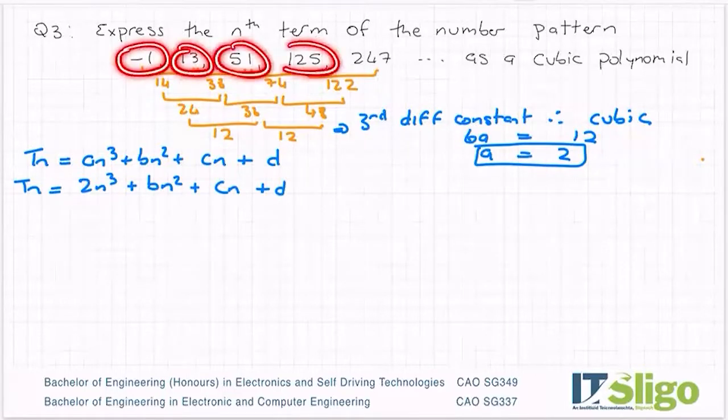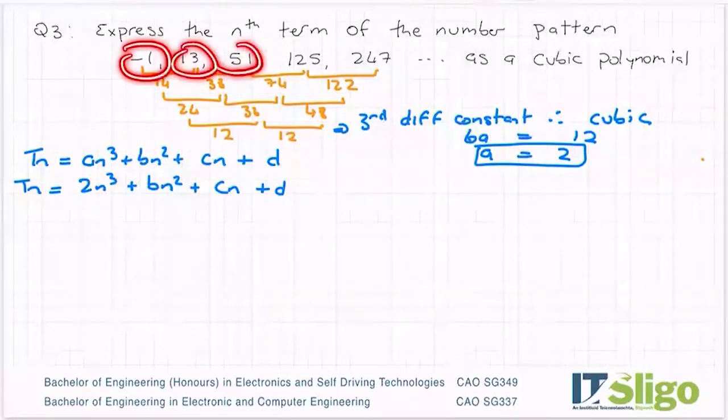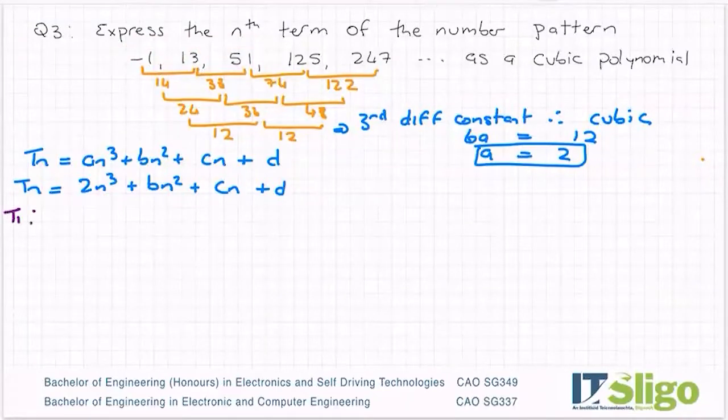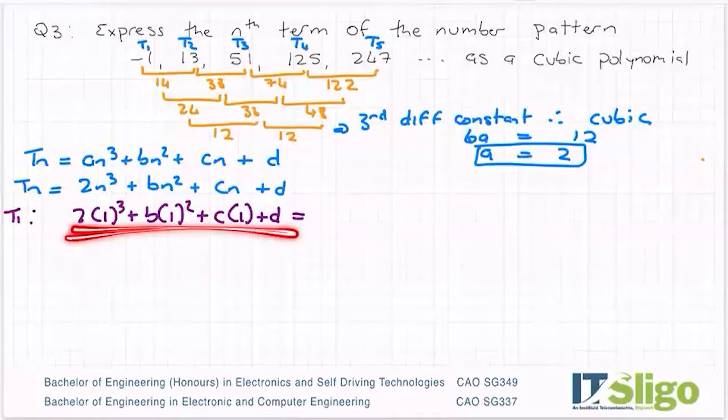You always have to match the number of unknowns to the number of equations. So you can take any three terms you want out of the five that are given to help you set up three simultaneous equations. Now, I generally take T1, T2, T3 just to keep the maths easier, but you can take any ones you want. Let me show you what I do with T1. N has now taken on the value 1, so I let it equal 1 everywhere along. And it's equal to whatever was your T1, the first term, which is minus 1.